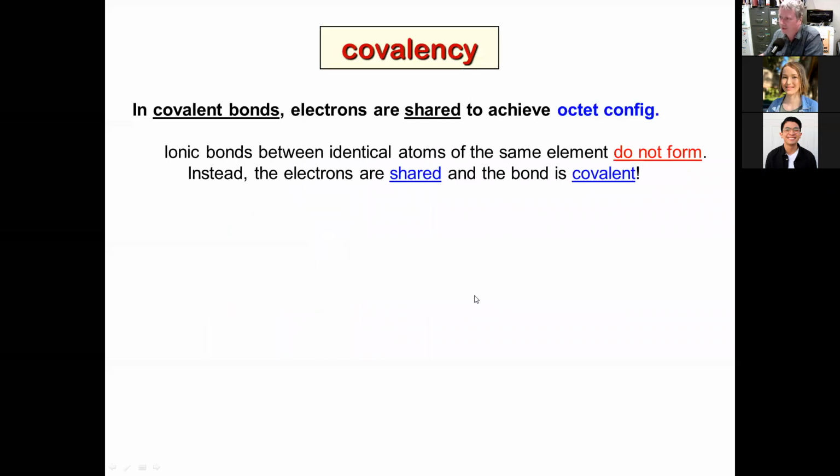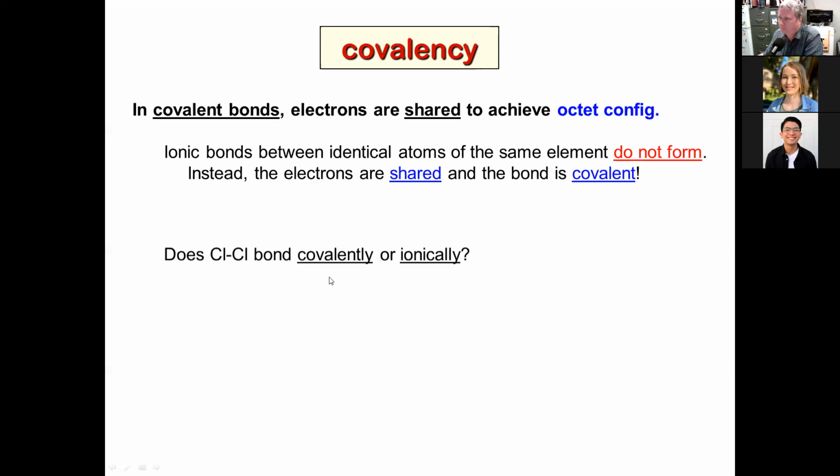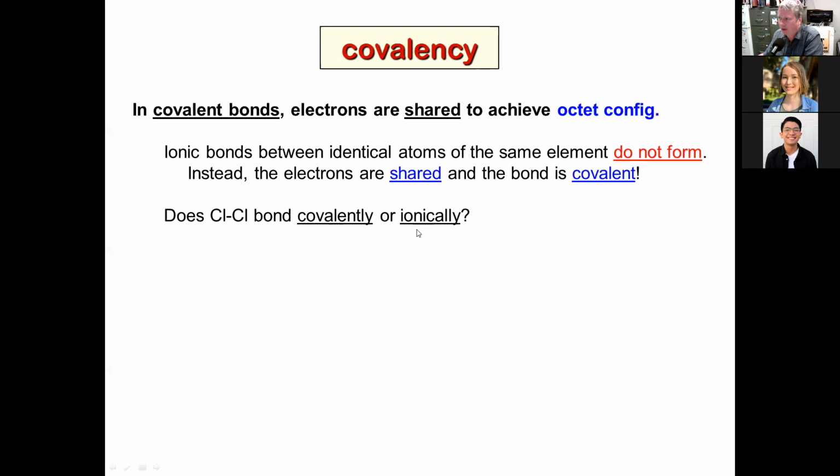Okay, covalency. This idea of covalent bonds is very, very important in organic chemistry. In covalent bonds, electrons are shared to achieve an octet configuration. Ionic bonds between identical atoms do not form. If I have two Cls, they have the same electronegativity. Chlorine will never form an ionic bond with another chlorine. It'll form a covalent bond, right? So does Cl-Cl form covalently or ionically? It would not make sense for it to be ionic because they have equal electronegativity, right? So Cl-Cl is going to be a covalent bond.